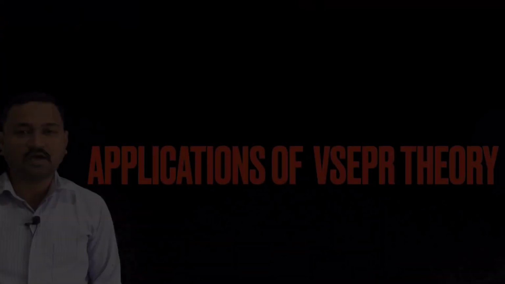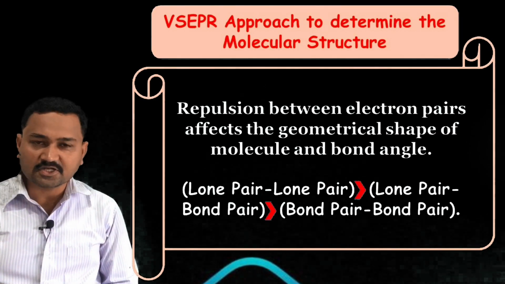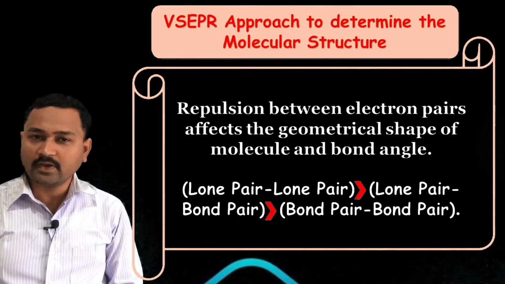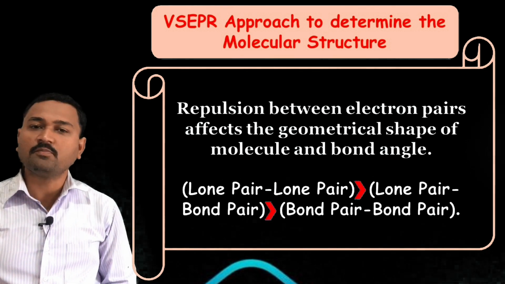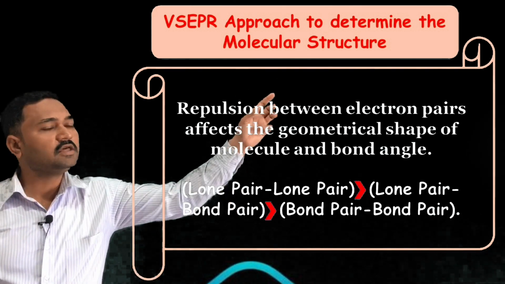Now in today's lecture, we are going to learn about the applications of the VSEPR theory. In the previous lecture, you learned about the introduction and the postulates of the VSEPR theory. If we have to summarize this theory, we learned that generally the lone pair-lone pair repulsion is greater than the lone pair-bond pair repulsion and the bond pair-bond pair repulsion. The link of this video is given in the card. Kindly watch that video also.